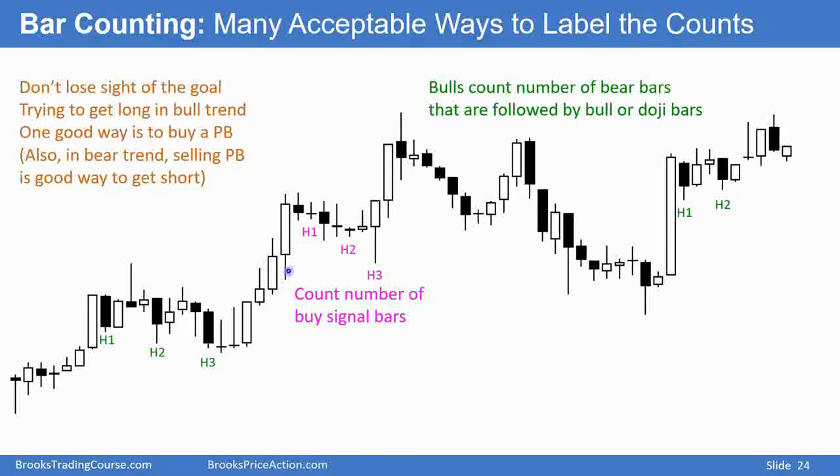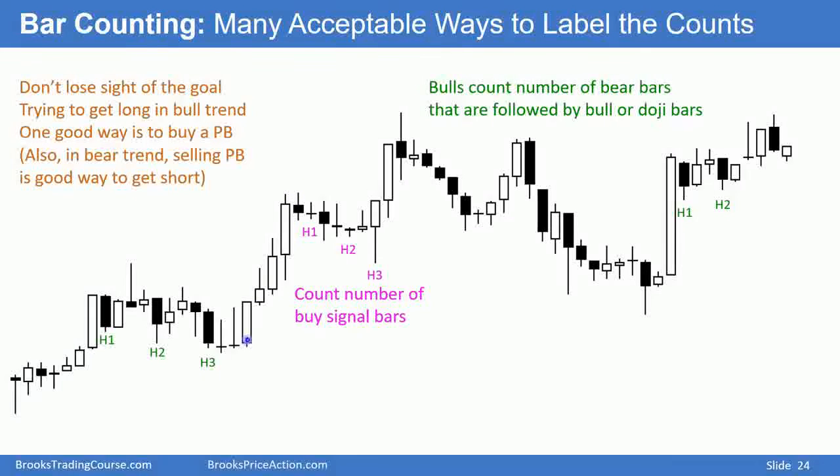You can also count the number of buy signal bars. Here's a buy signal bar, it triggered, a buy signal bar, it triggered, and then we broke to the downside. We have a third buy signal bar above this bar, right? This is the buy signal bar, the entry bar. You can also call this a high 3 bull flag.